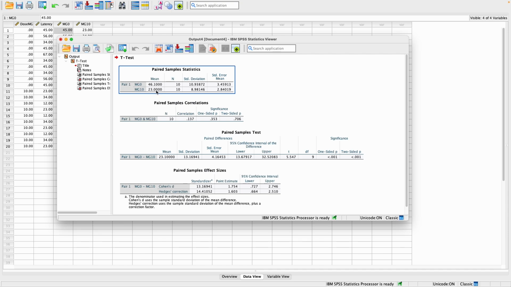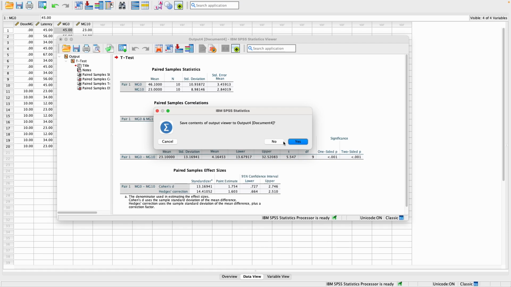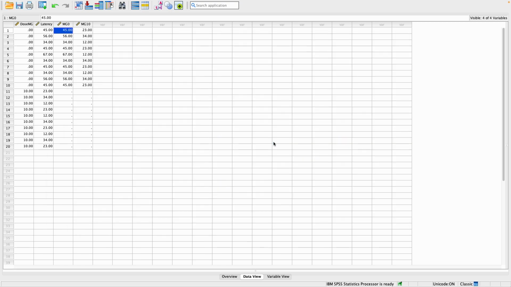So I would conclude here that there is in fact a significant reduction in sleep latency in my 10 milligram condition compared to my 0 milligram condition, with t with 9 degrees of freedom of 5.547, and that is highly significant with p less than 0.001. Okay, so this has been a very quick overview of independent samples t-tests and dependent samples t-tests.